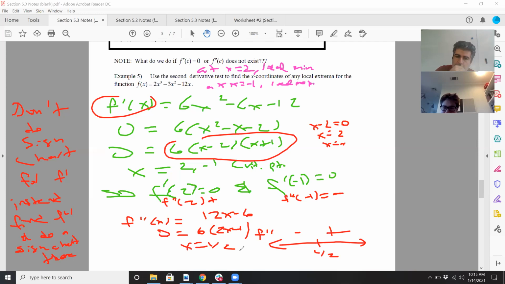Again, you have a local min at 2 because your first derivative was 0, so you have a horizontal tangent line, right? And because you're concave up. x equals 2 is in an interval where you're concave up, so we expect that critical point to be a min. At x equals -1, the first derivative was flat, horizontal, and we're concave down, and so therefore that's going to be a local max.